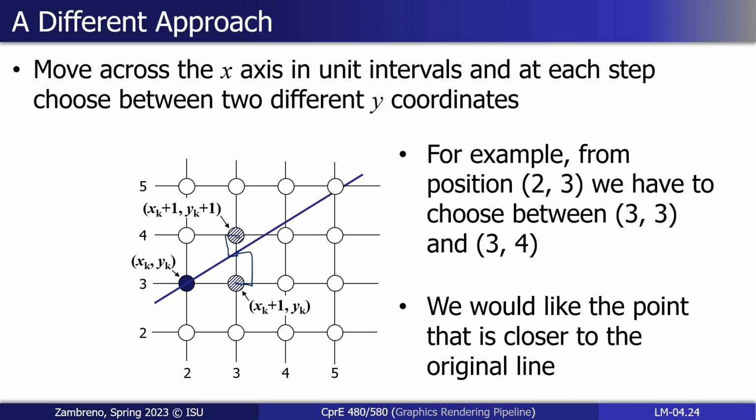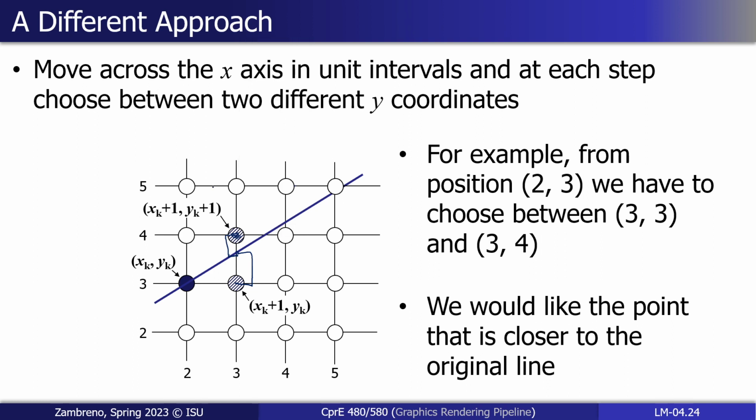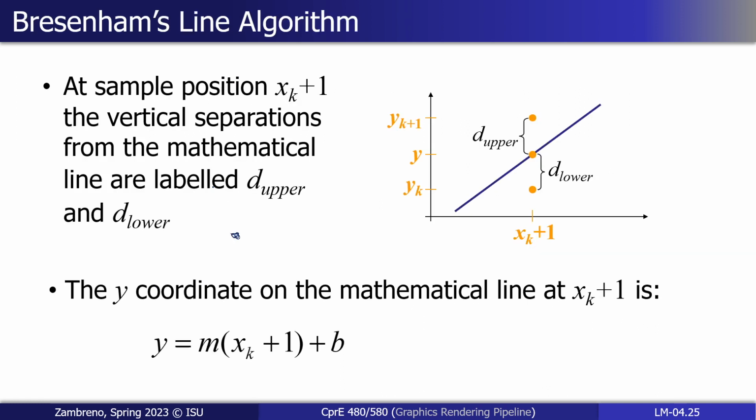We should, for this example one, be filling in this pixel, because it's smaller, it's closer, it's the more accurate. If we were to do the rounding approach that we were doing previously on Tuesday, we would round up in that case. So we're rounding without actually calculating the rounding here.